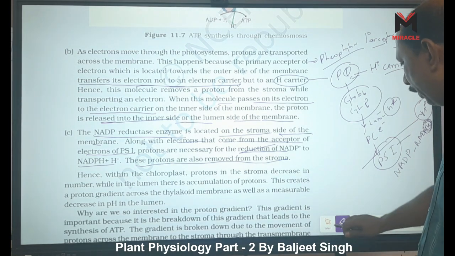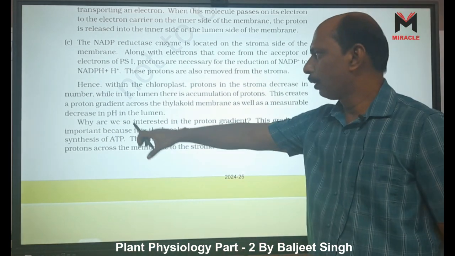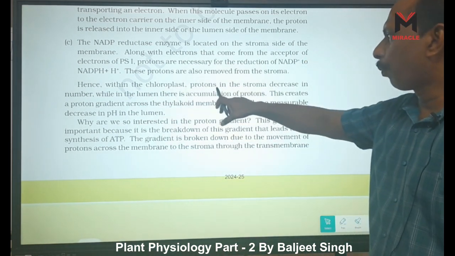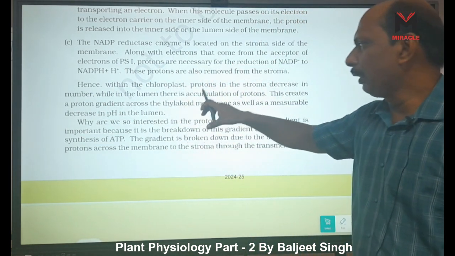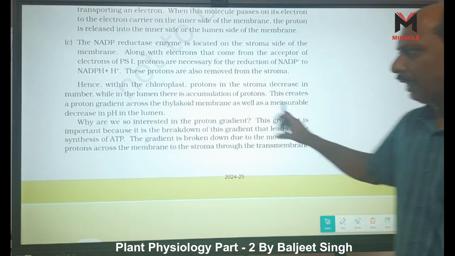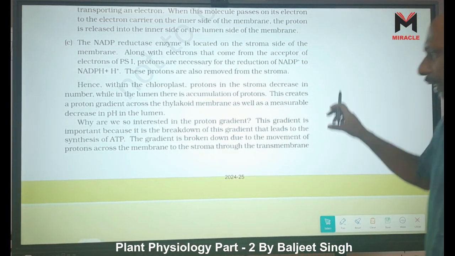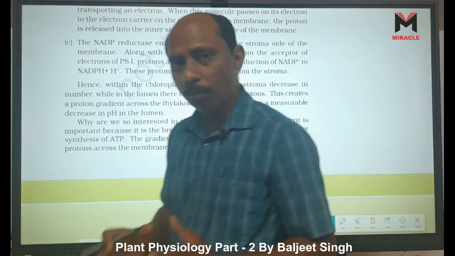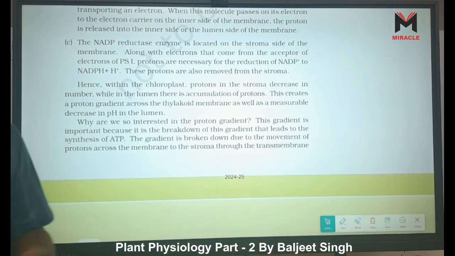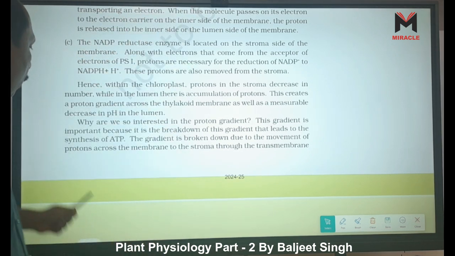A structure is also given here. We see this structure also, right? Hence, within the chloroplast, protons in the stroma decrease in number, while in the lumen there is accumulation of protons. This creates a proton gradient across the thylakoid membrane, as well as a measurable decrease in pH in the lumen. Because H+ ions are present in higher concentration in the lumen, the pH continuously decreases. In the stroma, pH continuously increases, right?